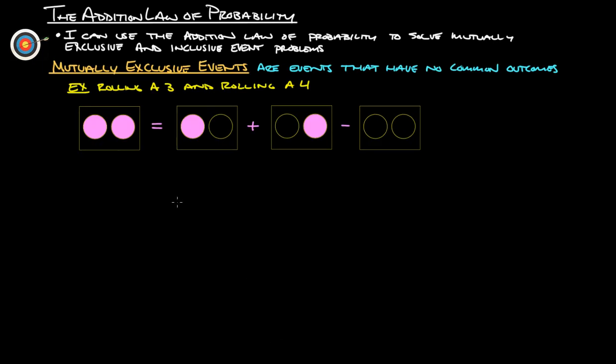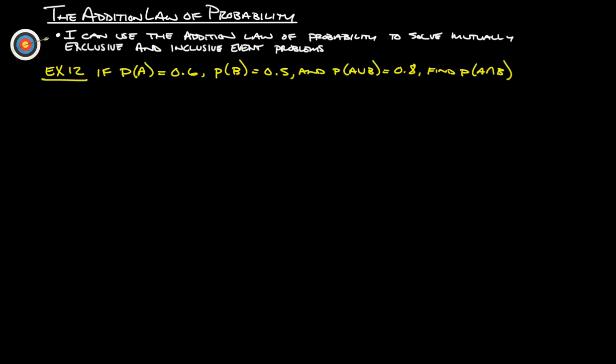Mutually exclusive events are events that have no common outcomes. For example, rolling a 3 and rolling a 4. This would be the probability of rolling a 3, and this is the probability of rolling a 4. So that's just going to equal the probability that you roll a 3 plus the probability that you roll a 4, and you don't have to subtract anything because there's no overlap. You can't roll a 3 and a 4 on one roll of the dice. Okay, let's take a look at an example here.